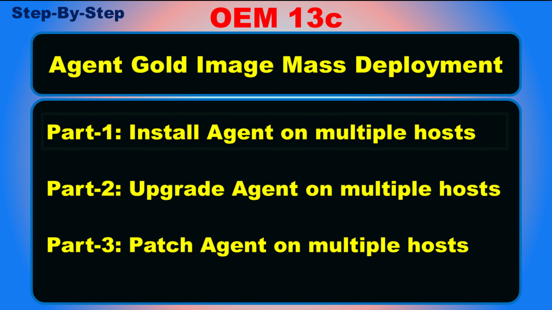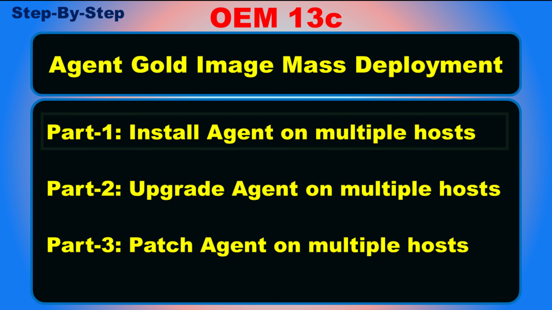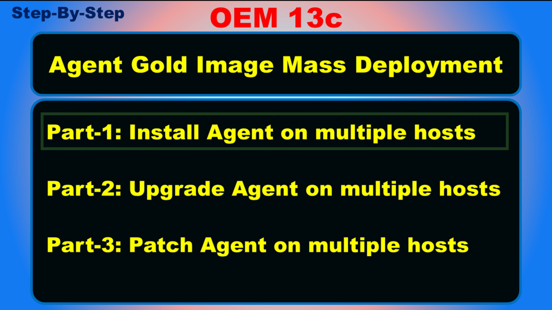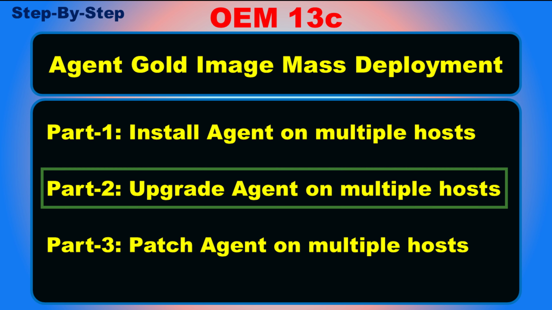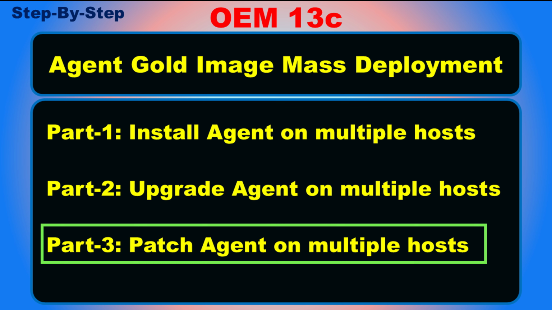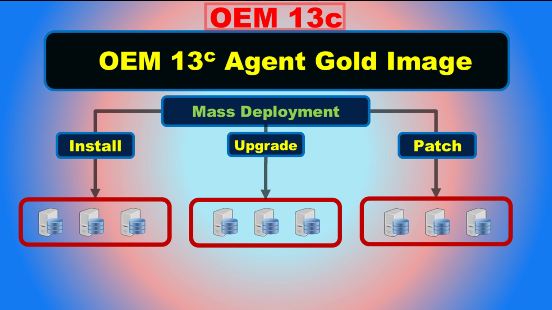So in part 1, we created an agent gold image with version 13.5 and used that to install agents on multiple hosts. If you have not watched part 1, I suggest you watch that first before continuing with the subsequent parts. In part 2, we upgraded the agents from version 13.4 to version 13.5 using the gold image that we created in part 1 in multiple hosts. And in part 3, we will update the gold image with latest patches or release updates and use it to update multiple agents. Here is a recap of what we have learned so far.